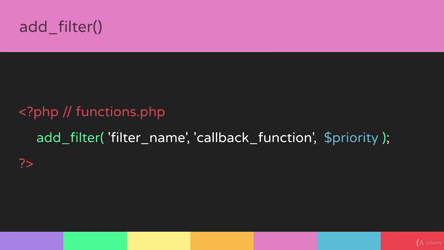When it comes to hooking into apply filters, we use add filter. This is very similar to add action in that it takes three parameters: the name of the filter we want to hook into, the callback function that we want to use to modify that data, and then the priority. By default, priority you do not need to set. It will be set to 10 for you, but it is a good idea to be specific when you're programming.